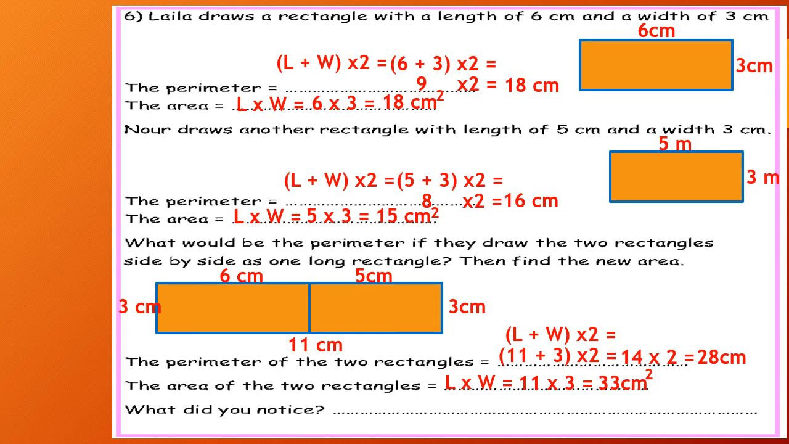What did you note? If we add the first area, 18, and the second area, 15, 18 plus 15 makes 33 meters, equal to the big area, or the area of the two rectangles.